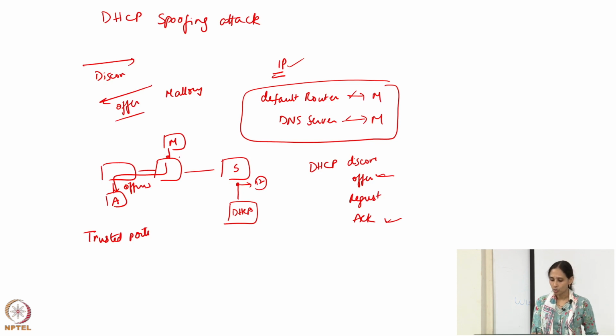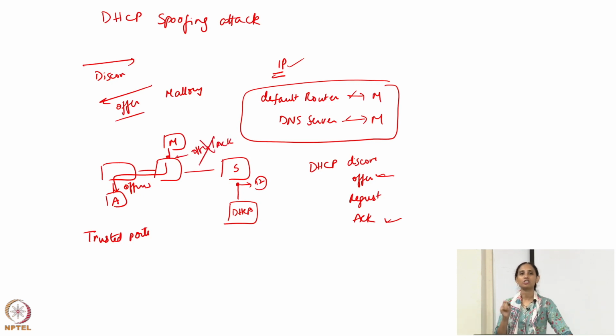So what the switch does is that any offers or ACKs, other than on the trusted ports, will not be allowed on any other port. For example, if this guy sent an offer, this switch will drop it because that is not a trusted port. Whereas on this port, because it has been configured as a trusted port, the switch will allow offers and ACKs. On the other ports they are not allowed and will get dropped. That is how you handle this particular problem.